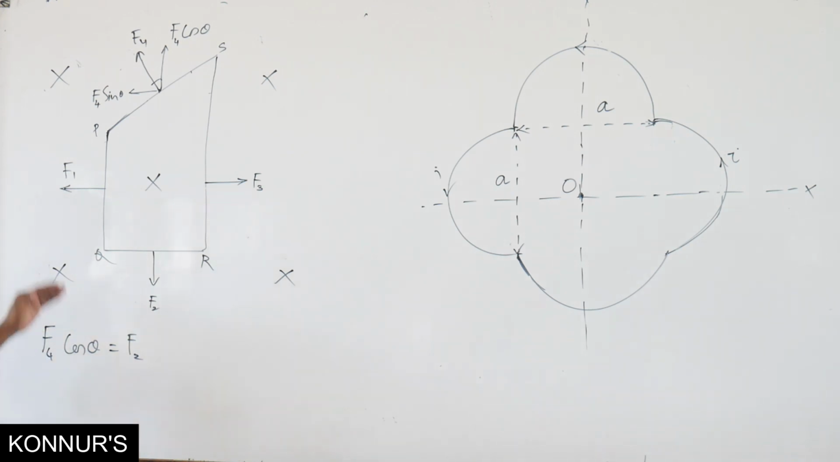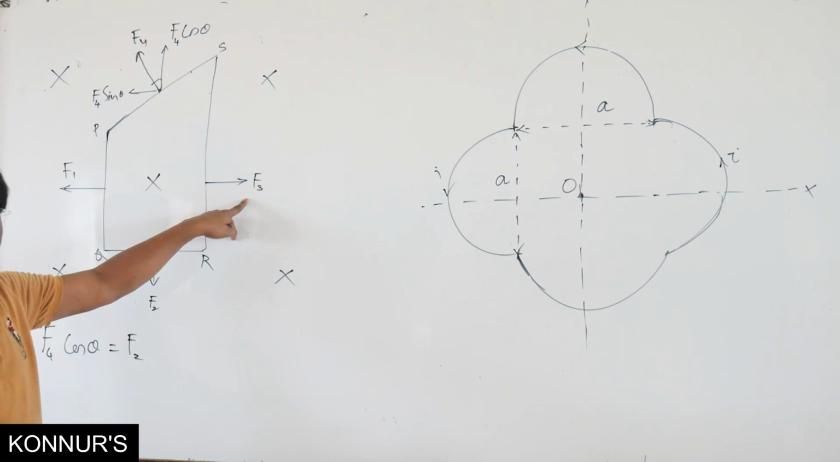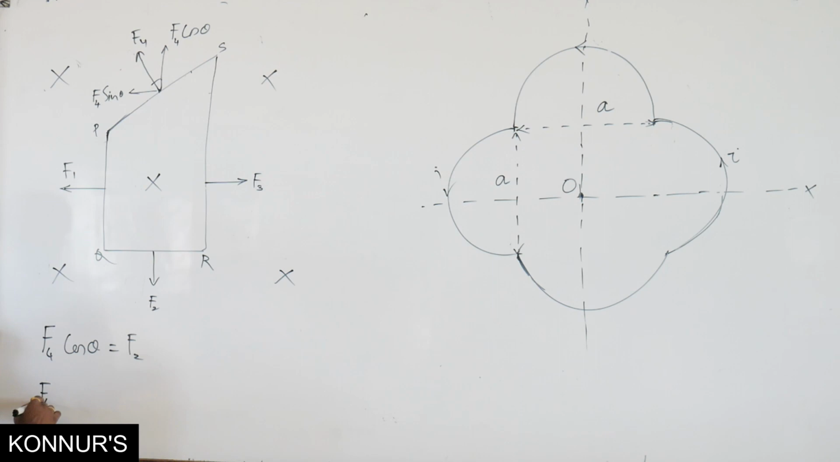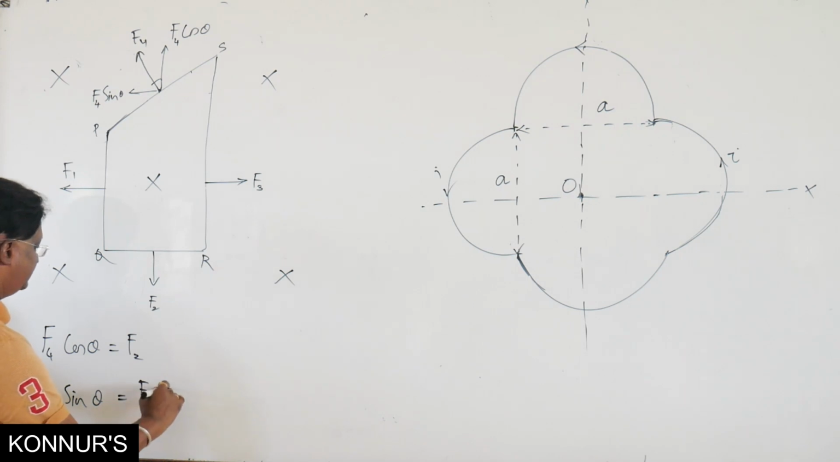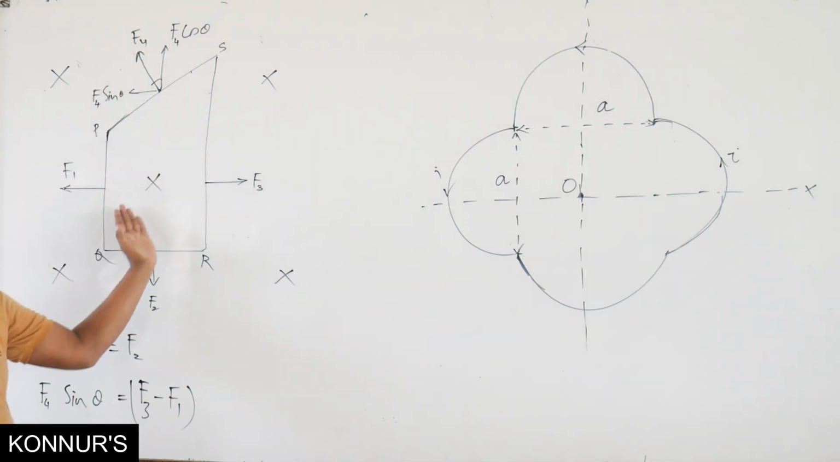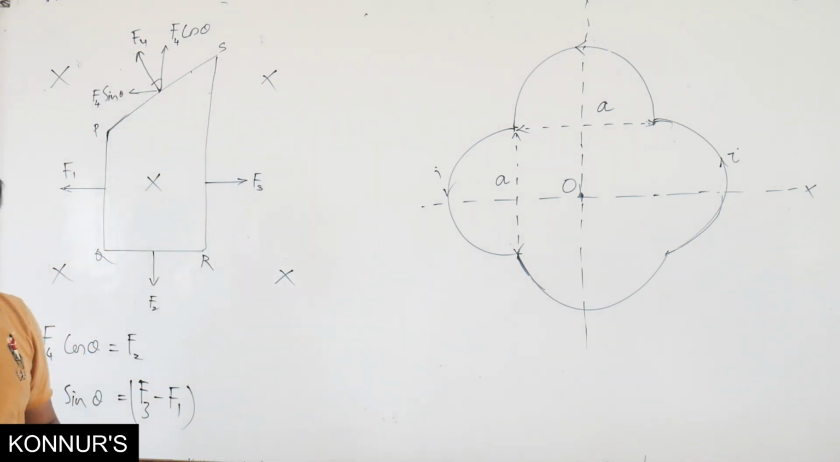Similarly, what is it along the x-axis? You have F1 and F3 anti-parallel. Therefore, along the x-axis this one is F4 sin theta, which is along the negative x-axis. Therefore, the other should be F3 minus F1. Why F3 minus F1? Because this is along the negative x-axis. These two should give a resultant along the positive direction, and thus net force becomes 0.